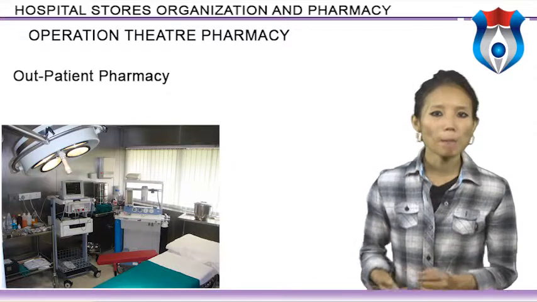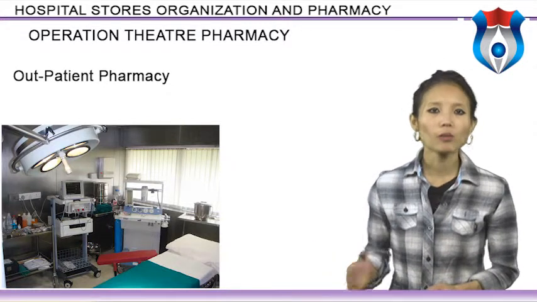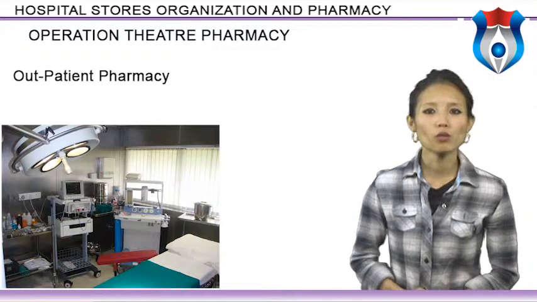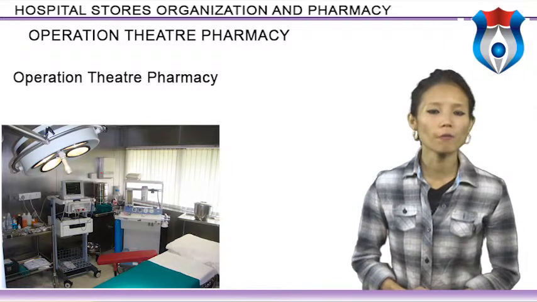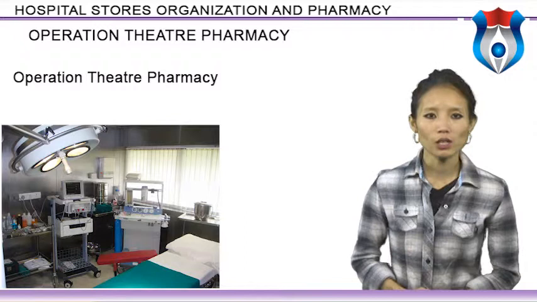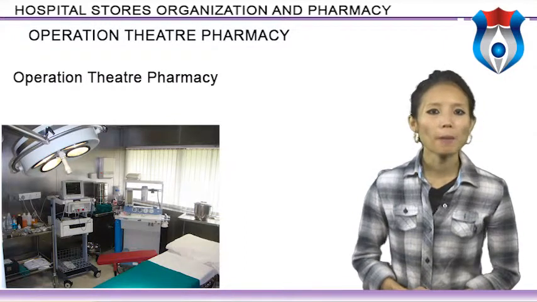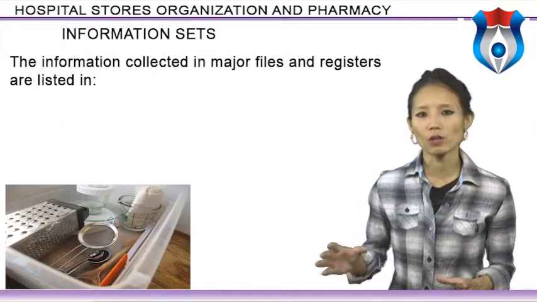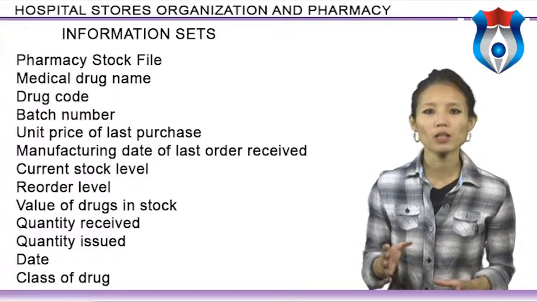Outpatient pharmacy: monthly sales statement, reorder slips, bank deposit, credit bills file, return to stores bill. Operation theatre pharmacy: patient material requisition, material issue slip, bills, category-wise stock list, expiry and damage file, monthly stock statement. The information collected in major files and registers are listed in the pharmacy stock file.